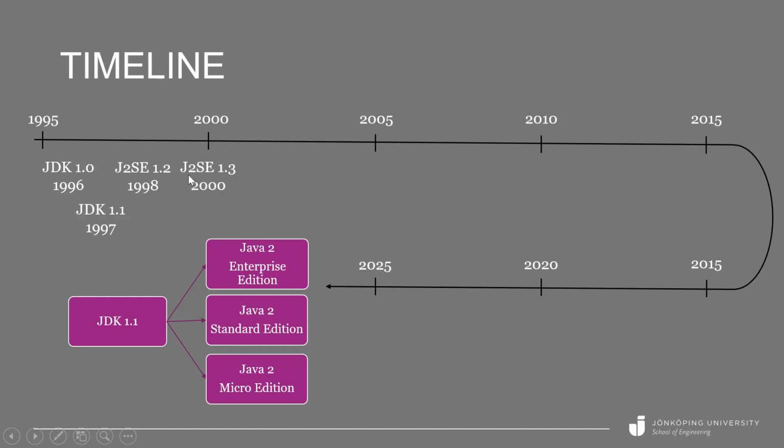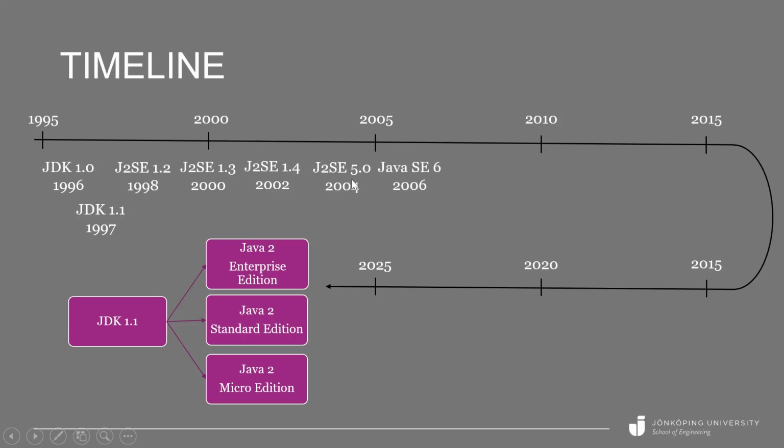Then in 2000 we got Java 2 Standard Edition 1.3, and we got Java 2 Standard Edition 1.4 and Java 2 Standard Edition 5.0. Here they realized that this naming is really stupid because we would just continue with 1.4, 1.5 and so on. So they changed the naming, and they say Java 2 Standard Edition 5.0. And now this really confused programmers as well because it says Java 2 but it also says 5.0.